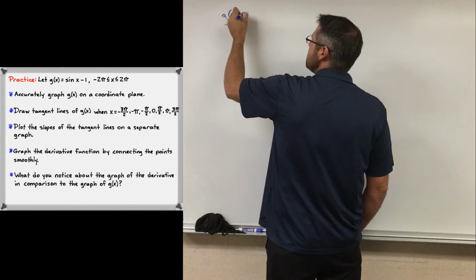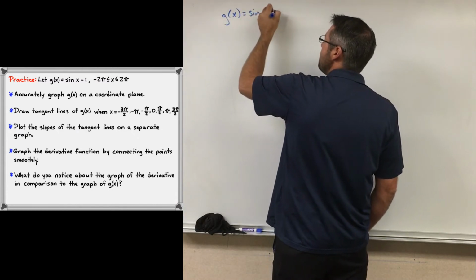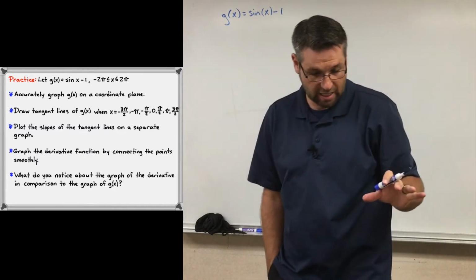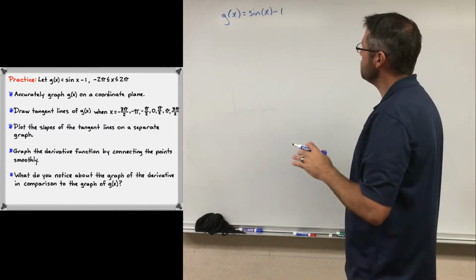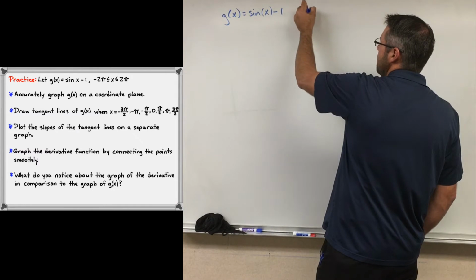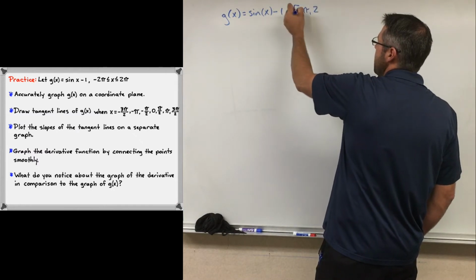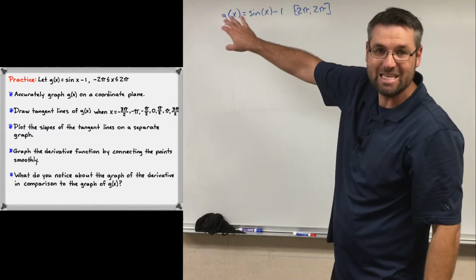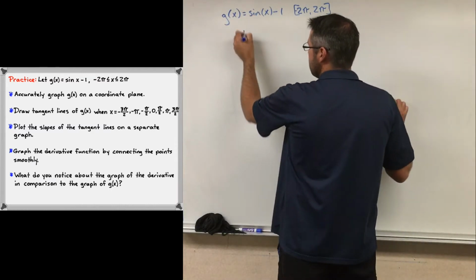function, we've got g of x equals sine of x minus 1. Now I'm going to put parentheses around the x because I'm just taking the sine of just x. Now we have a domain restriction of negative 2 pi to 2 pi. So this graph should be pretty easy to graph, right?